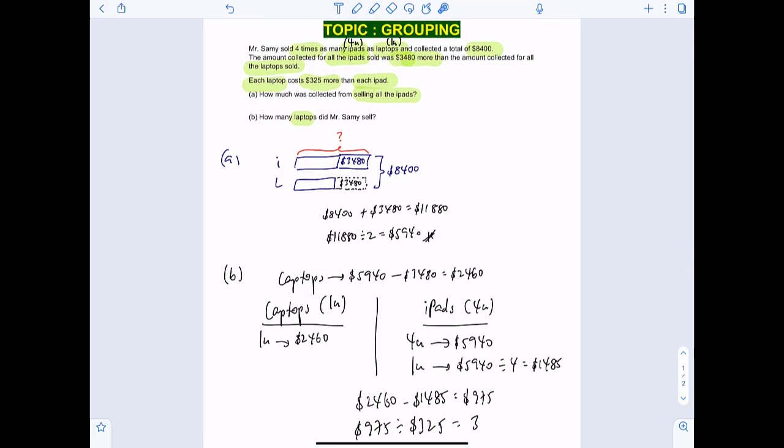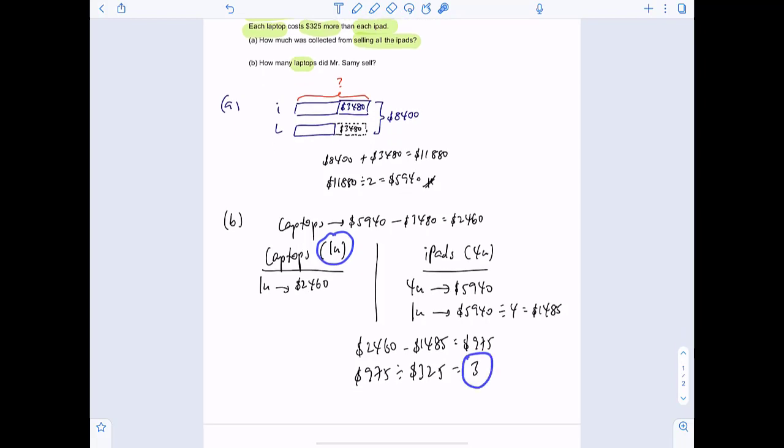So what's the answer for this question? How many laptops did Mr. Sami sell? He sold just 1 unit, which gives us 3 laptops.